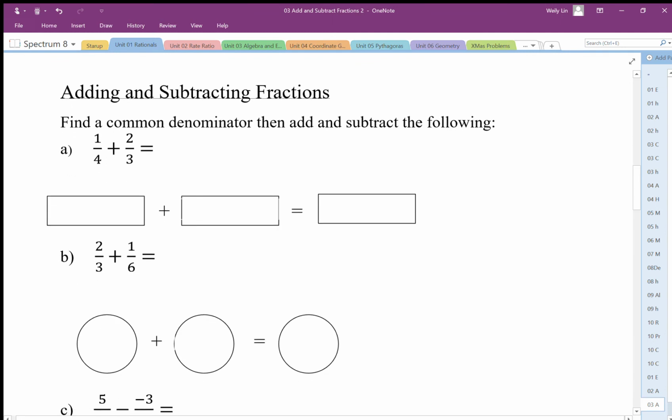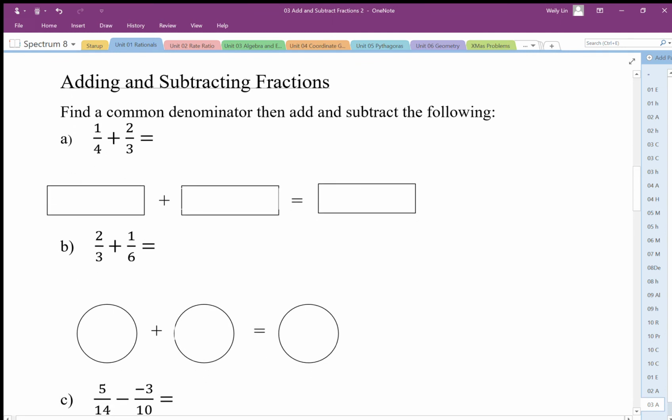Okay, we want to find a common size denominator. So in this case here, I have a 1/4 fraction plus a 2/3 fraction. Okay, so I'm going to draw my 1/4 fraction in. Okay, so there's my 1/4 fraction. I'm going to draw a 2/3 fraction in here. Okay, so then when I add these together, what am I going to get?